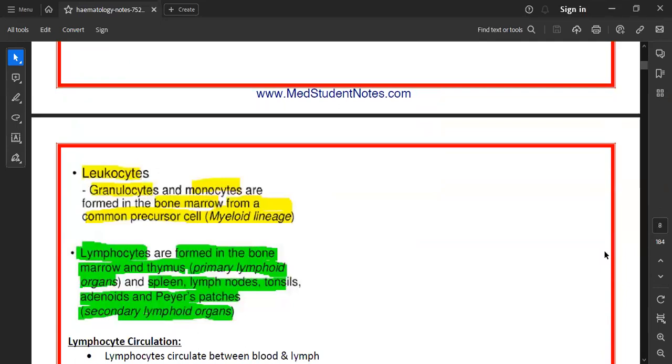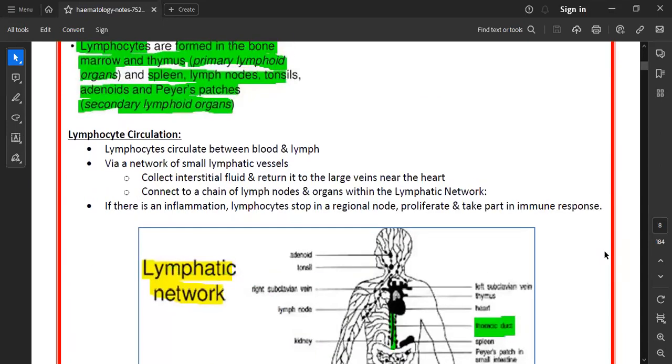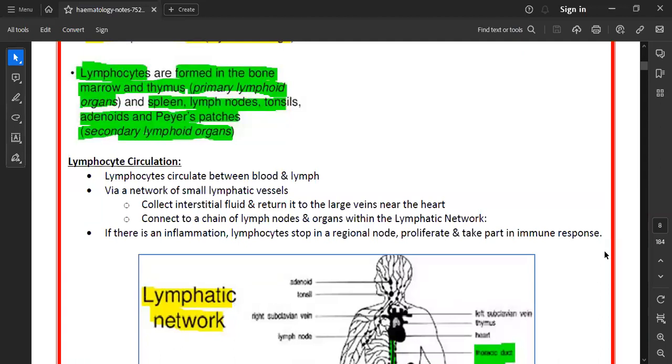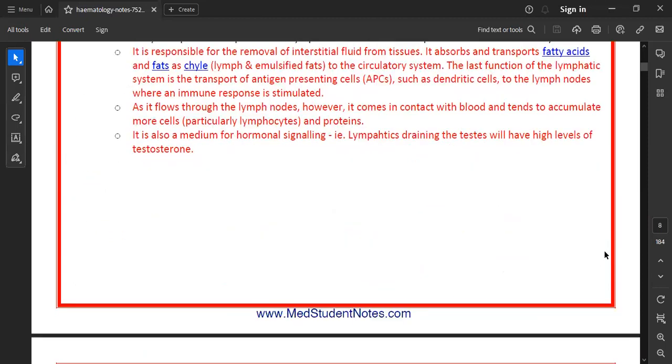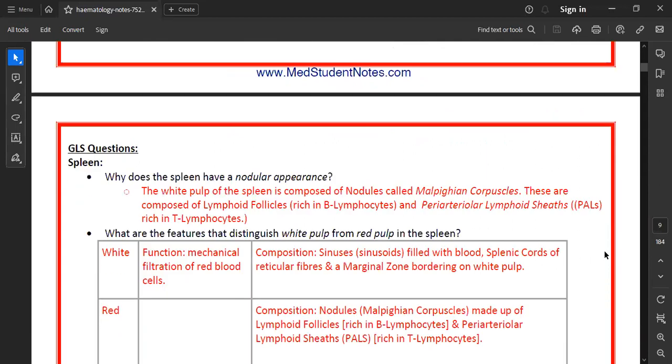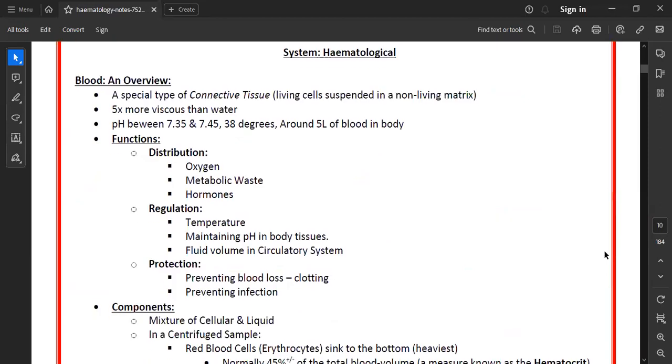Leukocytes are formed in the bone marrow. Most of them, there are different ones, as we know. So they all come from the same parents, let's call them, which is they are from the myeloid lineage. We will just see it in a few moments. And then we have lymphocytes, also from the bone marrow and also the thymus and other organs like spleen, lymph nodes. This one, I think we'll see.